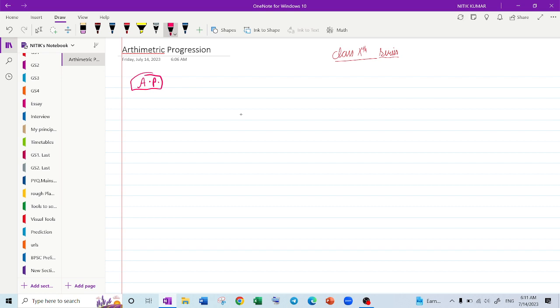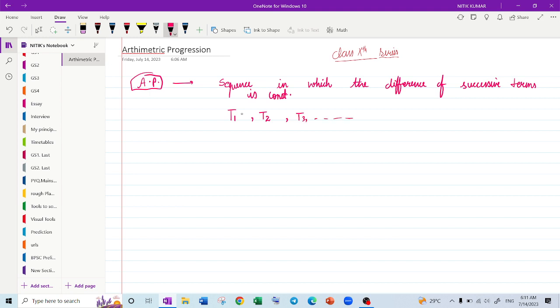So what is arithmetic progression? Arithmetic progression is nothing but a sequence in which the difference of successive terms is constant. It simply means that if I'm talking about T1, the first term, T2, the second term, and T3, the third term, and so on.